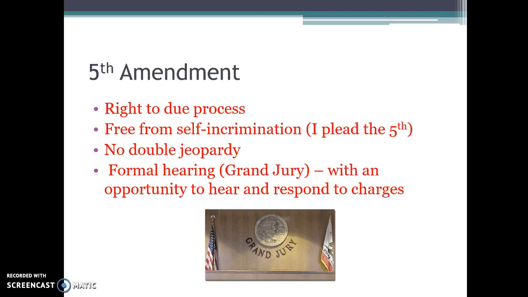Lastly, you have the right to a formal hearing, what's called a grand jury, where you have an opportunity to hear and respond to charges. So you've probably seen this on a TV show where the person's in court and they're either pleading guilty or innocent, and then the trial moves on from there. Sometimes it takes months, sometimes it takes years.